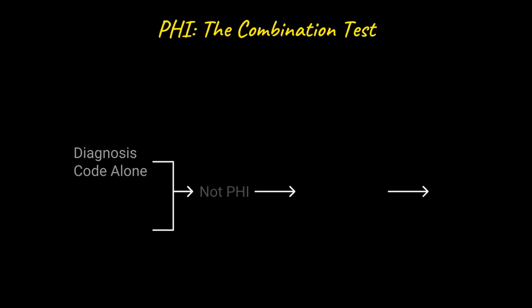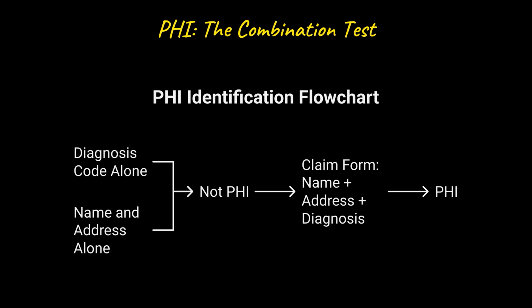The critical insight is that PHI lives in the combination. A diagnosis code is health data but not usually identifiable. A name and address are identifiable but carry no health content. The moment they appear together on the same record, the aggregate is unmistakably PHI.